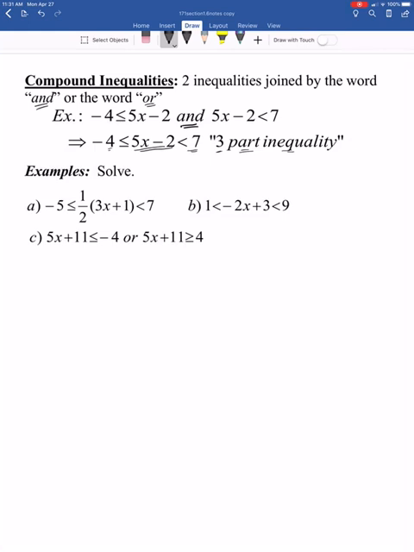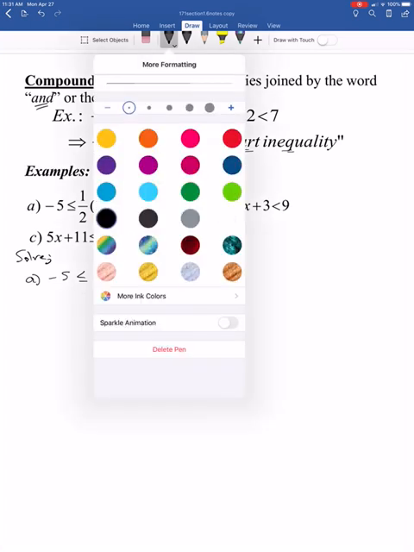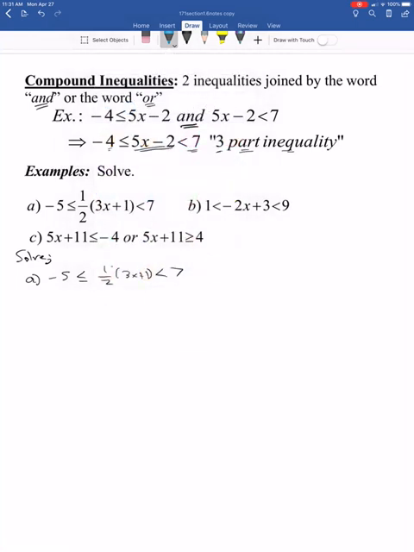So let's take that and look at an example. Let's do example A. We've got negative 5 less than or equal to 1/2, 3x plus 1, less than 7. When I'm looking at solving this inequality, the first thing I'm going to do is clear out the fraction. I'm going to use the multiplication property of inequalities and multiply everything by 2. I'm going to clear the fraction. I don't like fractions, so I'll get rid of them.